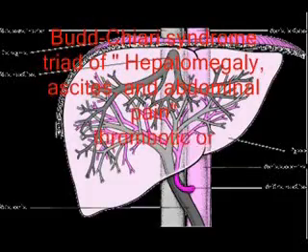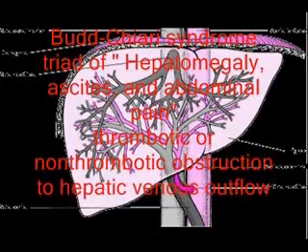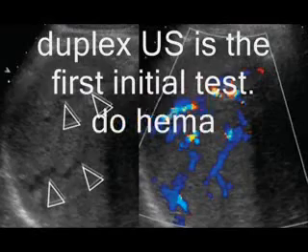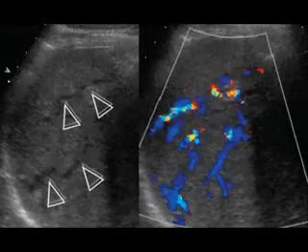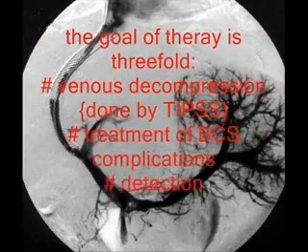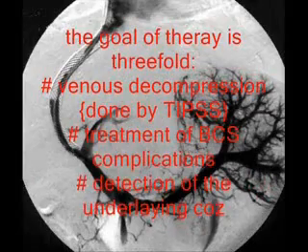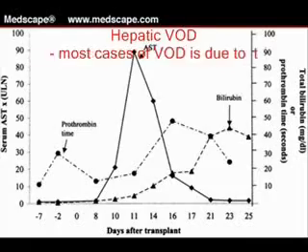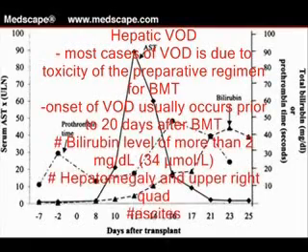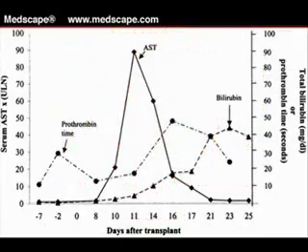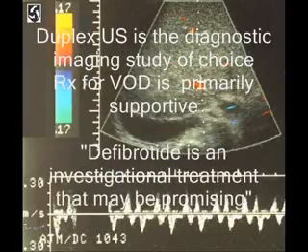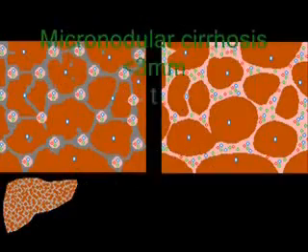Budd-Chiari syndrome, triad of hepatomegaly, ascites, and abdominal pain due to thrombotic or non-thrombotic obstruction to hepatic venous outflow. Duplex ultrasound will be the first initial test to do, and of course the hematological study. The goal of therapy is to decompress by TIPS and treatment and detect the underlying cause. On the other hand, hepatic veno-occlusive disease occurs typically due to toxicity of pre-operative regimen of bone marrow transplant, and again the duplex ultrasound will be the diagnostic imaging study of choice.